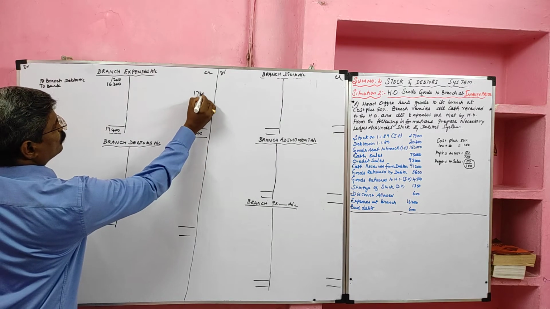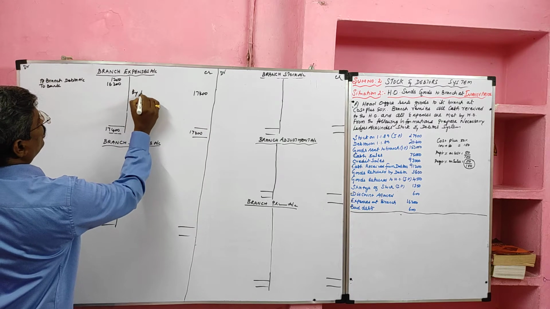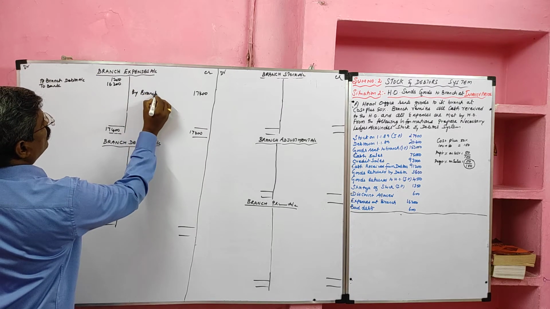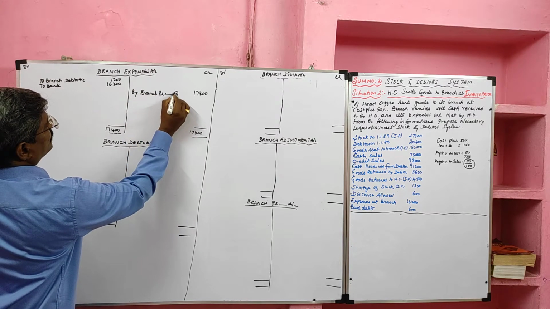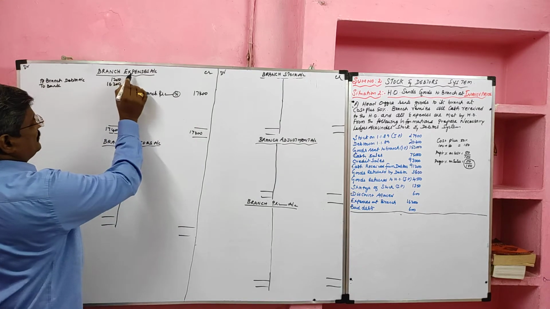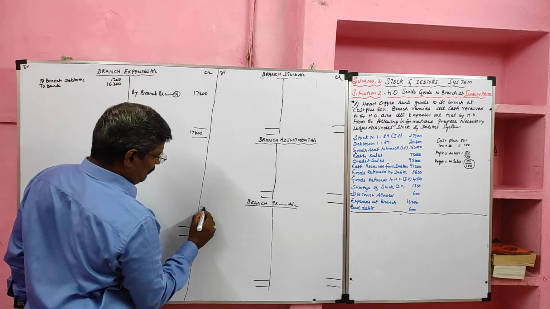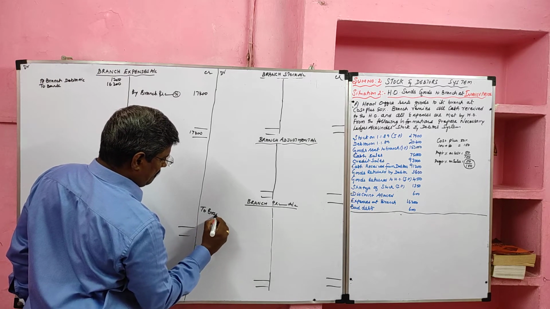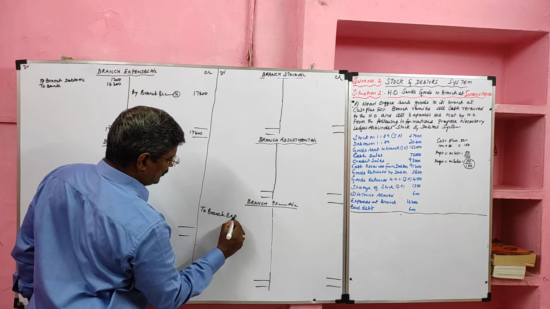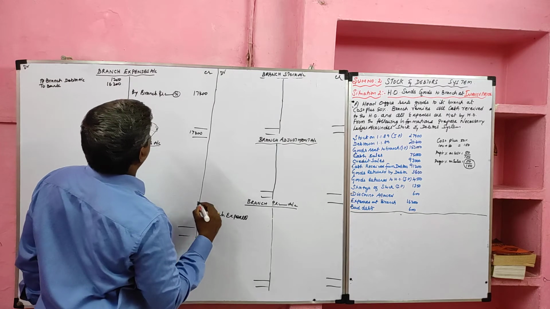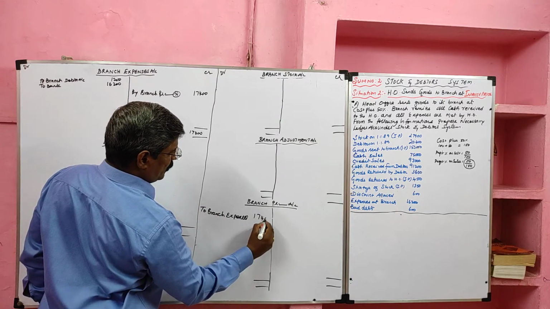It should be transferred to branch profit and loss account. Yes, in branch expenses, branch profit and loss account is credited. In the branch profit and loss account, the branch expenses should be debited. Branch expenses, the total expenses value 17,400.